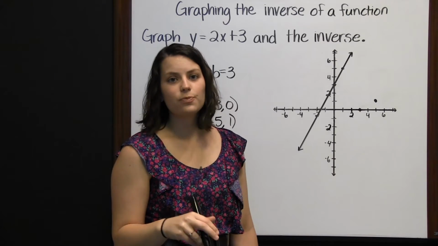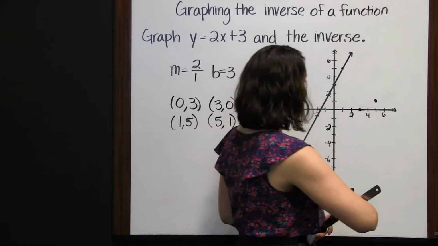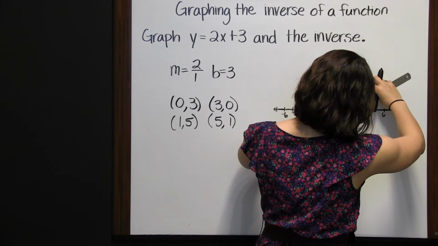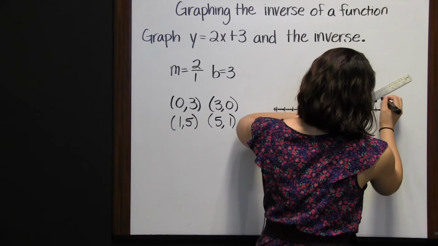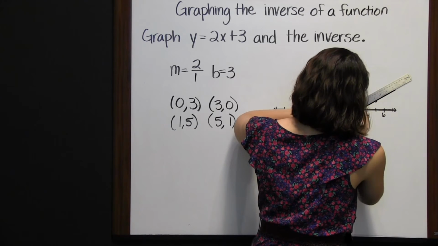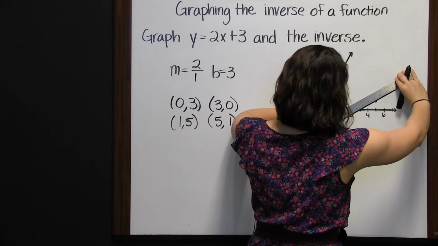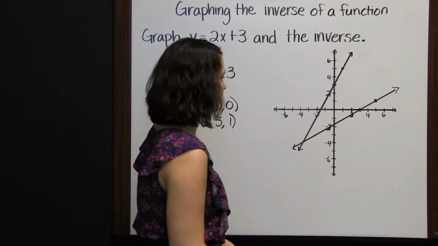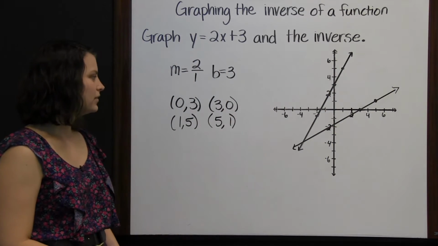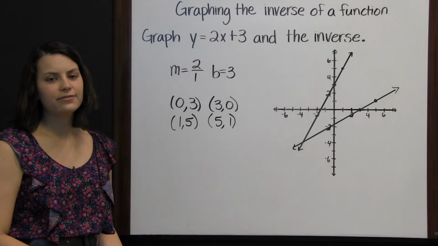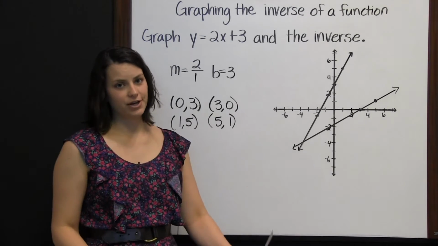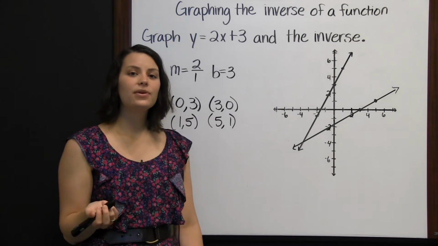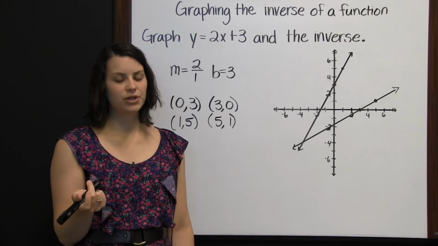Now that we have our 2 points for our inverse function, we can connect those with a line. And put arrows on the end to signify that it goes on and on forever. Now that's one way to graph an inverse function: to graph the original and then take the ordered pairs from the original and switch them.